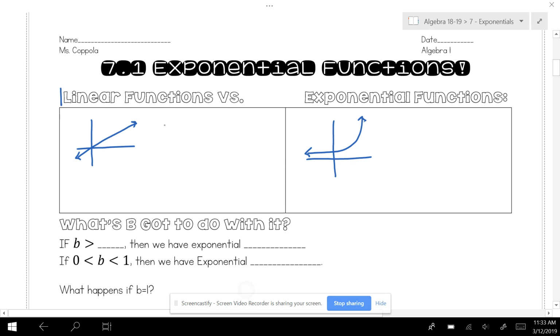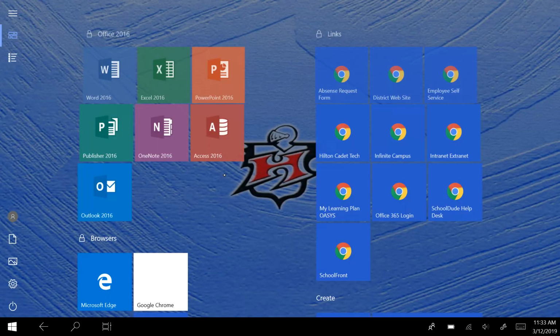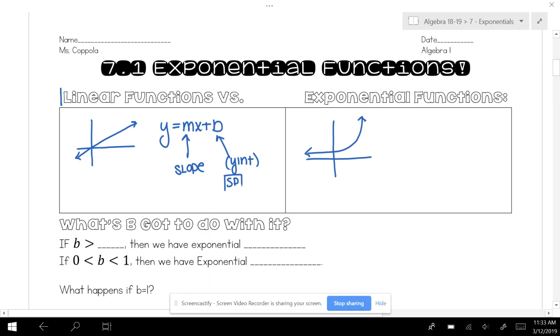So linear functions are usually written in the form y equals mx plus b. And this is review, right? M represents our slope, and b represents our y-intercept. You can also think about this as your starting point if you're looking at real life examples. So SP for starting point, whatever your y-intercept is. Again, your slope is your rate of change. And with linear functions, you're adding or subtracting the same value.